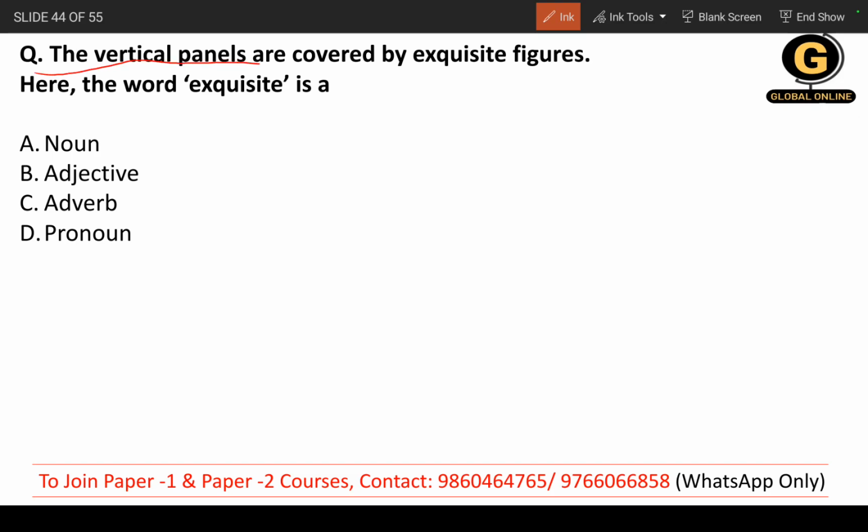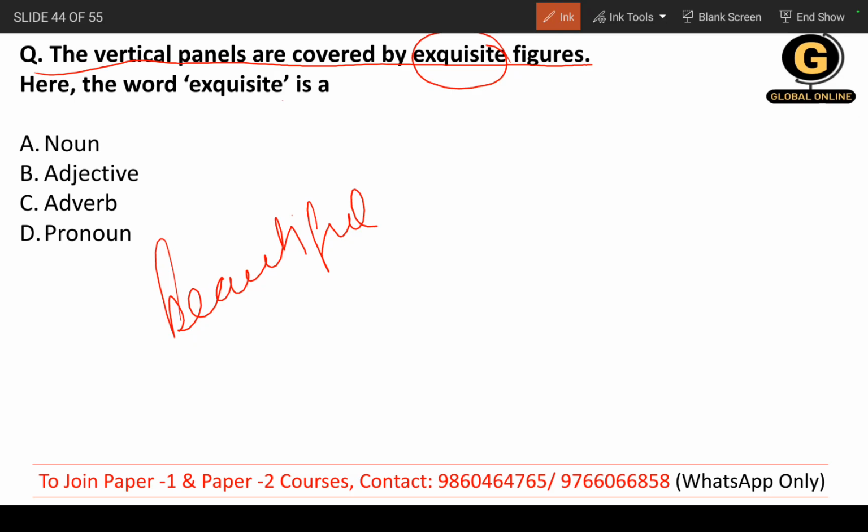The vertical panels are covered by exquisite figures. First you need to understand what exquisite is. Exquisite means beautiful. Okay, it means beautiful. And also, which type of figure, part of speech, is exquisite? Noun, adjective, adverb, or pronoun. We can simply say that it's an adjective because it is adding detail to a noun. Okay, so that is an adjective. So B is the correct answer.